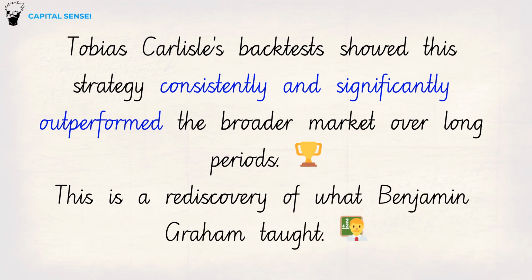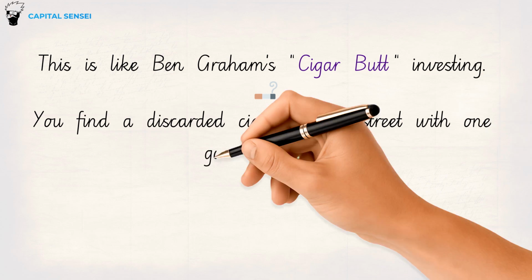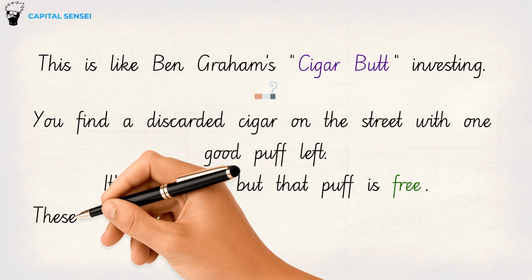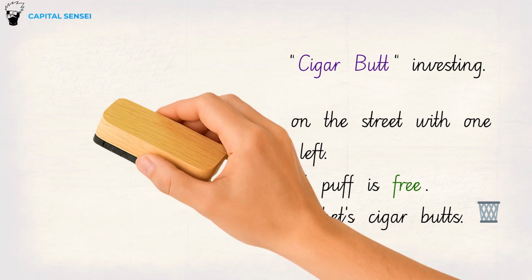What he found was remarkable. A portfolio composed of the cheapest stocks, as measured by the Acquirer's Multiple, consistently and significantly outperformed the broader market over long stretches of time. He was essentially rediscovering what Benjamin Graham, the father of value investing, called cigar butt investing. You find a discarded cigar on the street that has one good puff left in it. It's not pretty, but that puff is free. These cheap stocks are the market's cigar butts.